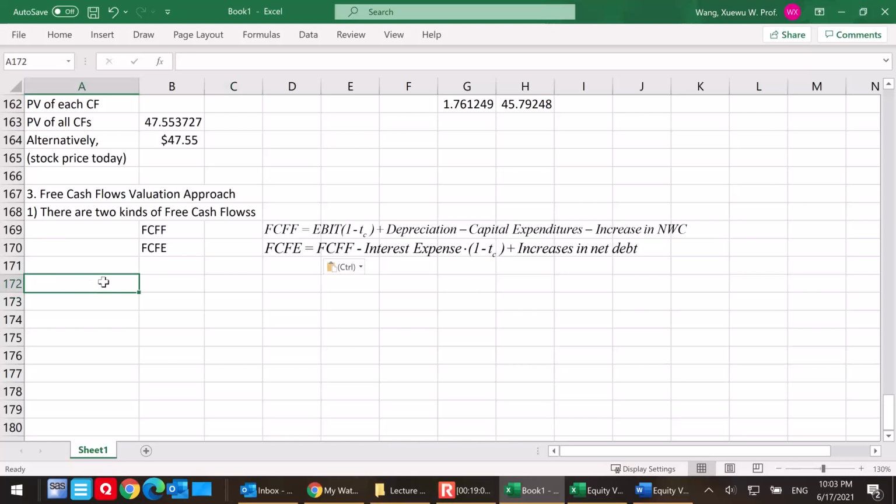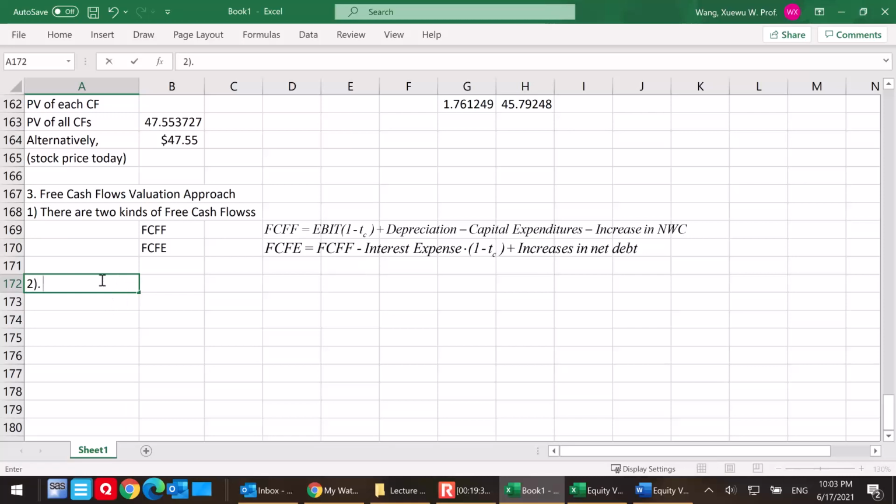I want to emphasize that these are the so-called free cash flows. Really, they're not free. Nothing is free. There's no free lunch. They're called free because these are the cash flows available to the firm or available to the firm's shareholders or equity holders. So in that sense, we say they are free, but really they're not free, according to conventional wisdom.